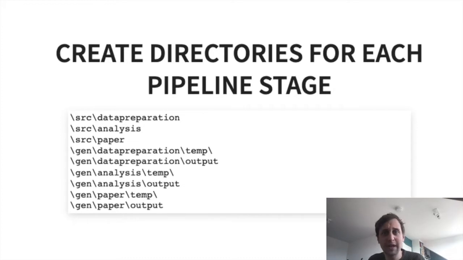How do you create such directories? Well, I suggest you create subdirectories in each of your main directories. So, for example, the source code directory will have 3 subfolders: data prep, analysis, paper. In the generated folder, you'll have different subdirectory names for each of your pipeline stages.